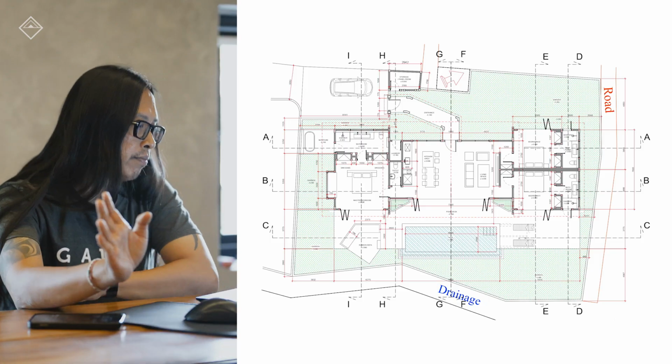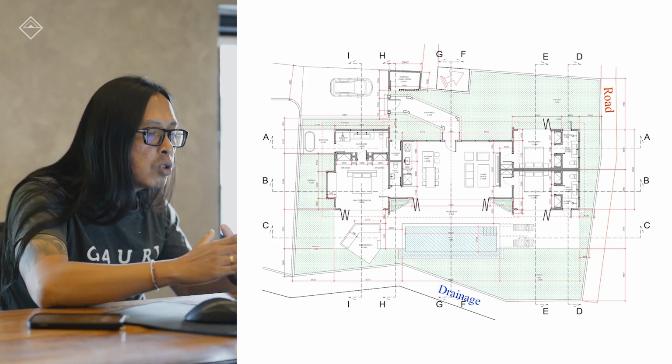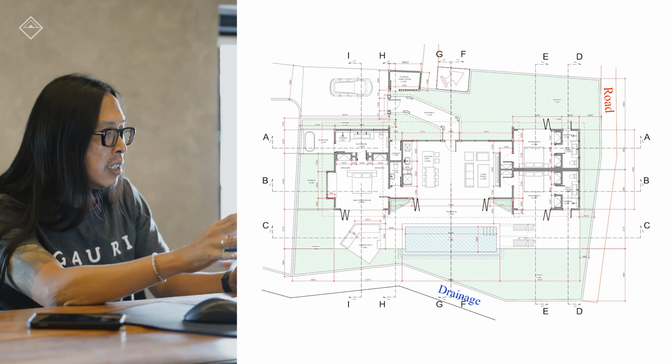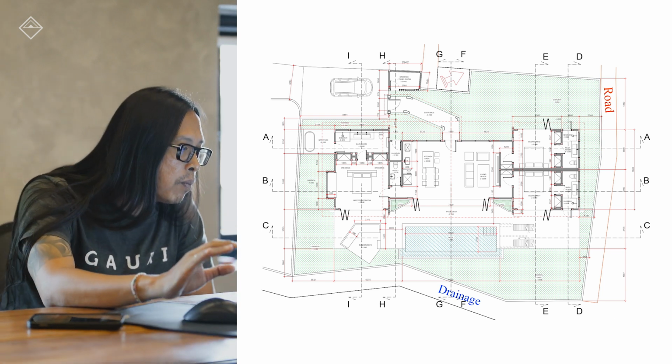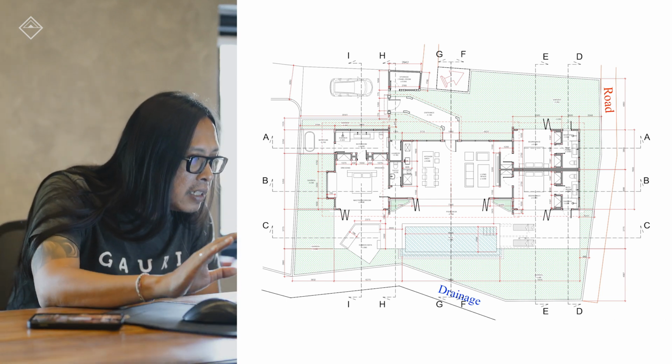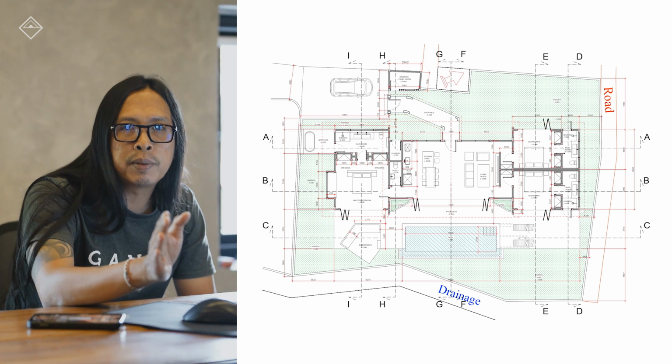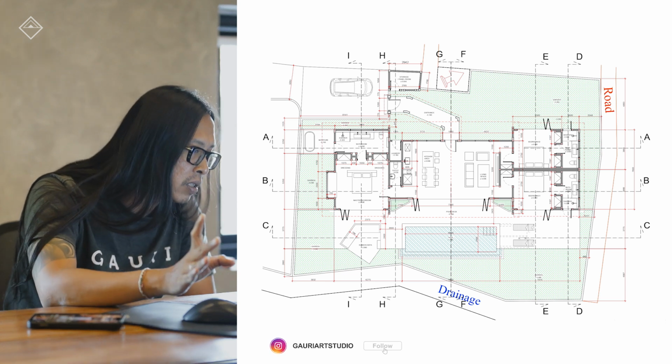Okay, last but not least, let's go to the main course of the project. So this is the layout plan, the layout plan for villa number 1. I take this for the reference. This is going to be the typical for villa number 2.